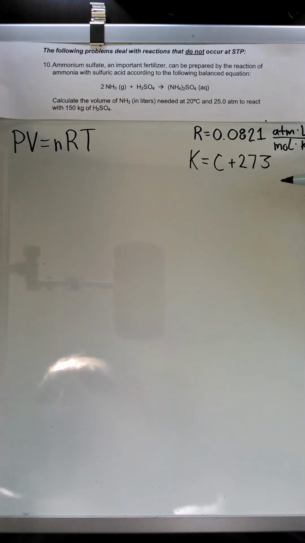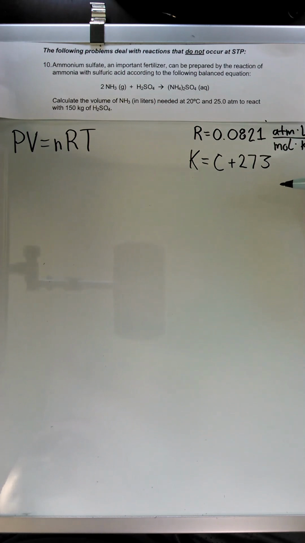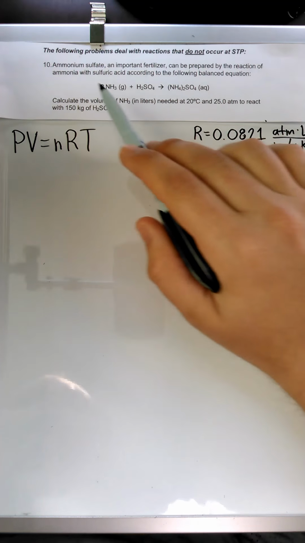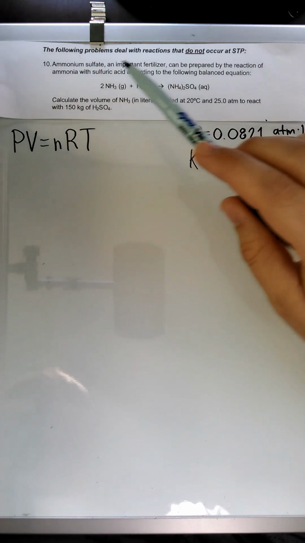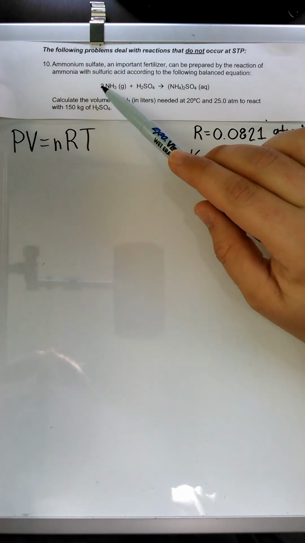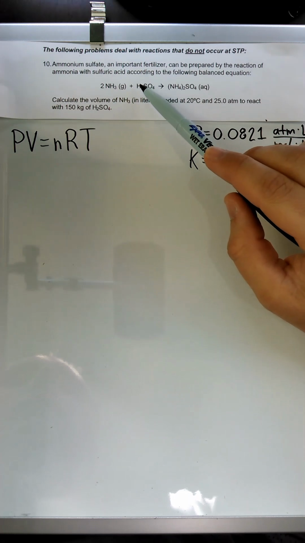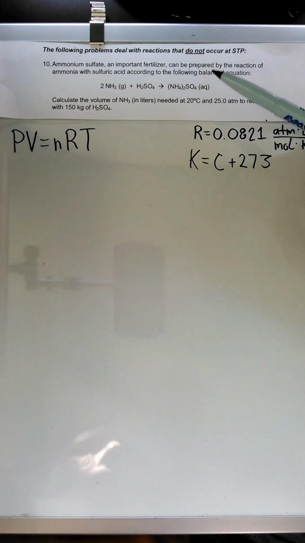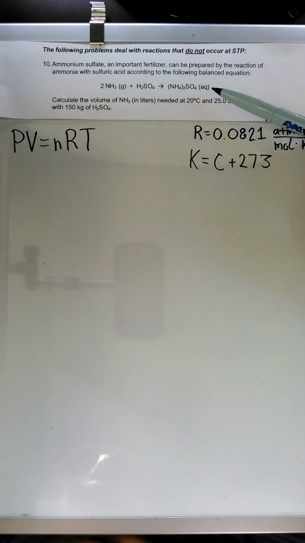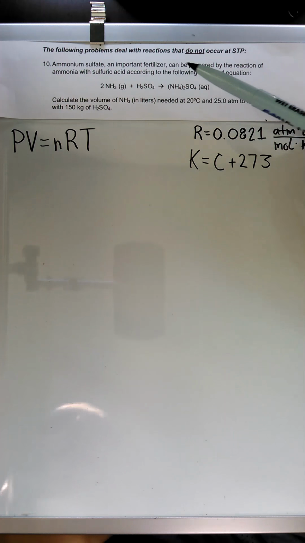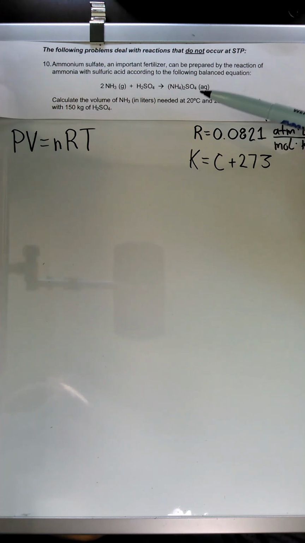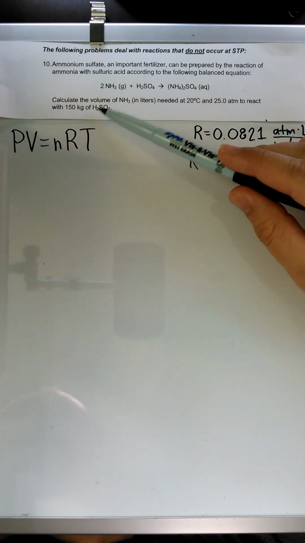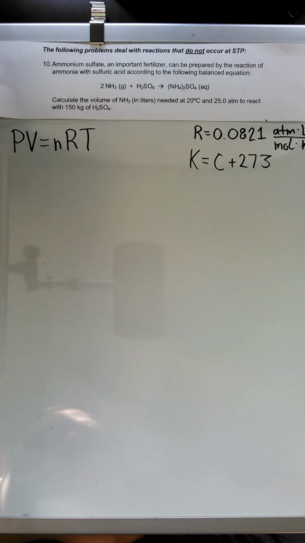All right, so we're going to jump into the first problem, number 10, which says, ammonium sulfate, an important fertilizer, can be prepared by the reaction of ammonia, which is NH3, with sulfuric acid, H2SO4, according to the following balanced equation. So for this problem, they give us a balanced reaction. They won't always do that, but for this problem to get started, they do. And the directions say, calculate the volume of NH3 in liters needed at 20 degrees Celsius and 25 atmospheres to react with 150 kilograms of H2SO4.